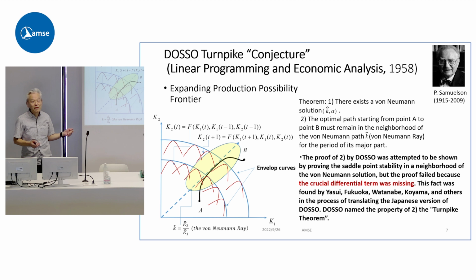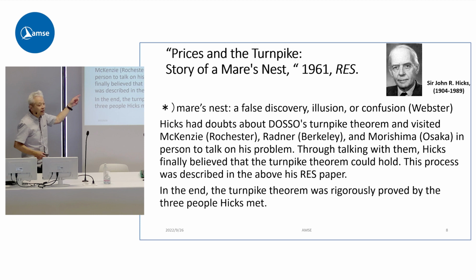Maybe that's hard. Then we have another big guy who shows up, John Hicks, J.R. Hicks. Hicks doubted the Turnpike, probably. He read Dorfman, and he was wondering whether this kind of thing could really happen. So he visited three places to learn and discuss his problem. One place is Rochester, where McKenzie was. The second place is Berkeley, where Radner was. And the third place is Japan, Osaka University, where Morishima was. He visited three places to talk about the possibility of a Turnpike theory.